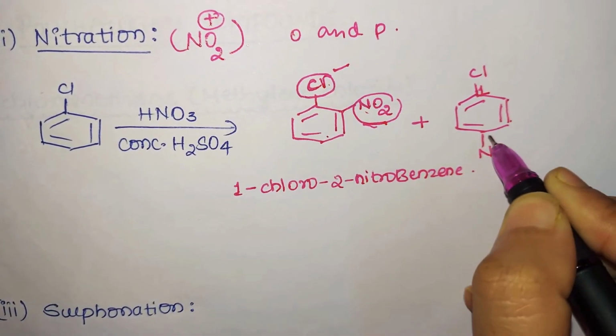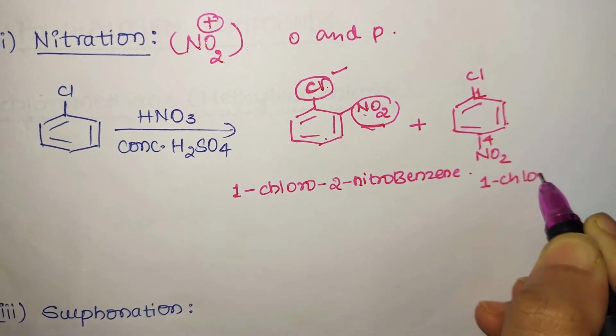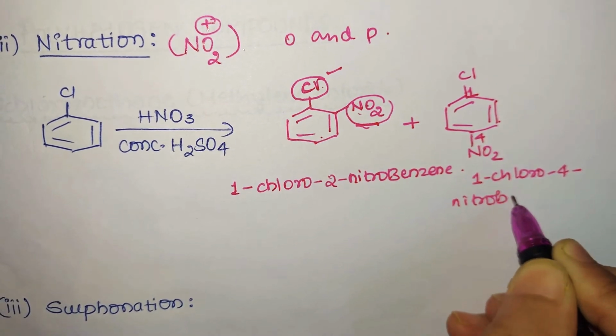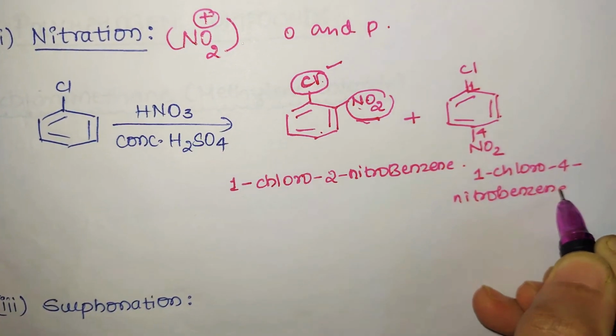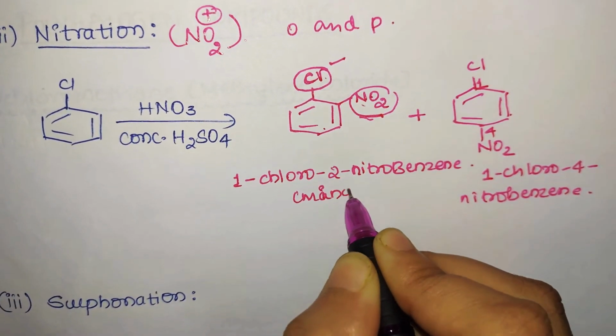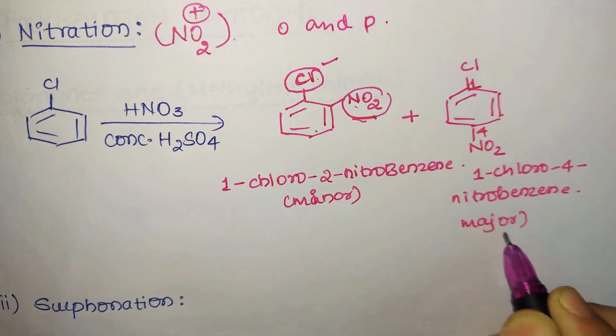In the second, 1-chloro and 4-nitro, so it becomes 1-chloro-4-nitrobenzene. So this is the reaction. In this, which will be the minor product? Always ortho is minor and para becomes the major product.